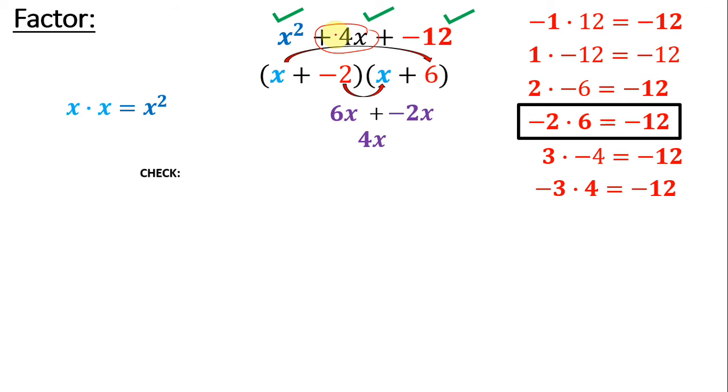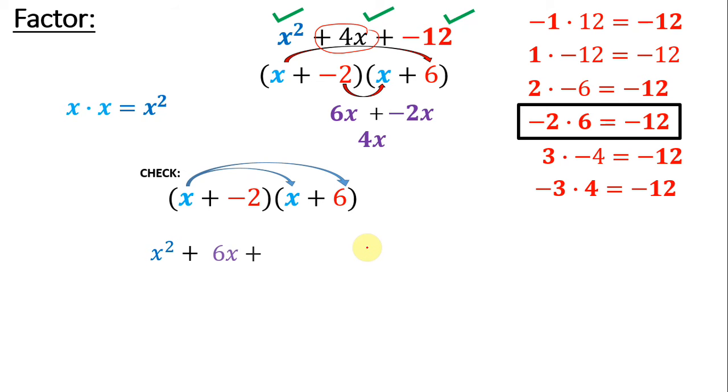All right, now for the check. Let's see if these are our correct binomials that represent the factored form of x squared plus 4x plus negative 12. I'm going to check this by foiling it, or by multiplying this binomial with this binomial. X times x will give me x squared. X times 6 will give me 6x. Negative 2 times x will give me negative 2x. Negative 2 times 6 will give me negative 12.